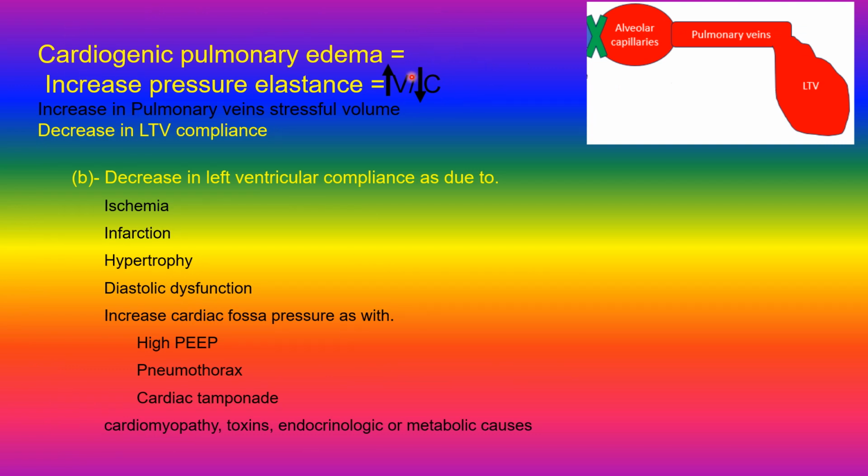The second cause for cardiogenic pulmonary edema I've mentioned before is a decrease in the left ventricular compliance. And this may be due to ischemia, infarction, hypertrophy, diastolic dysfunction, or increase in the cardiac external pressure as in high PEEP, pneumothorax, cardiac tamponade, cardiomyopathy, toxins, endocrine problems, or metabolic causes.